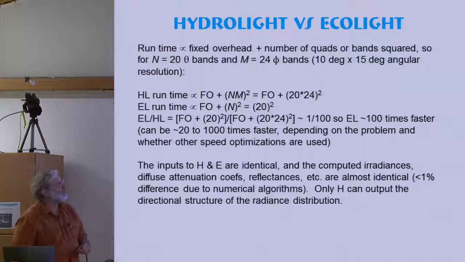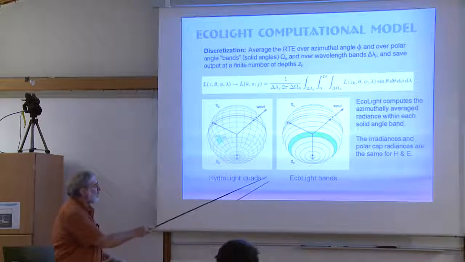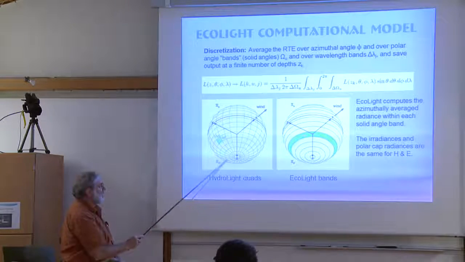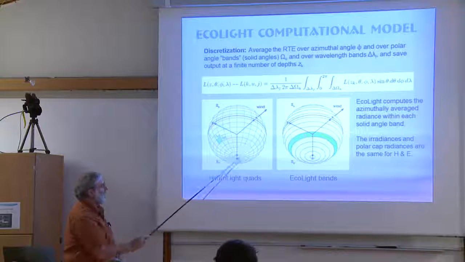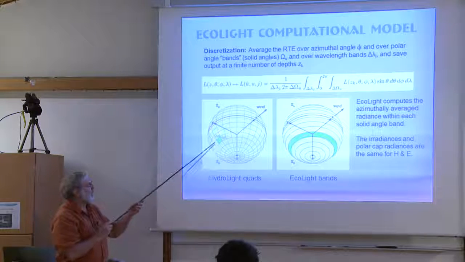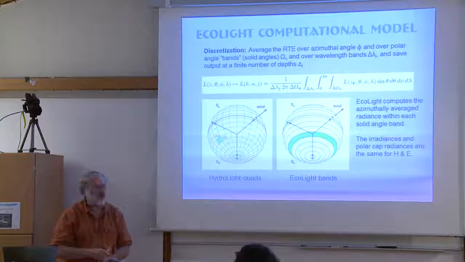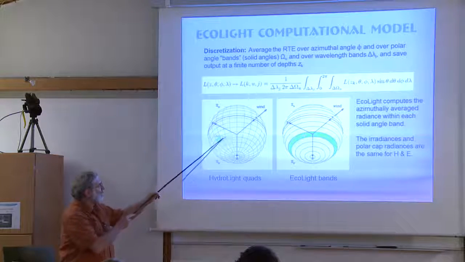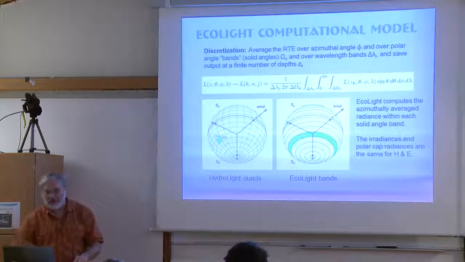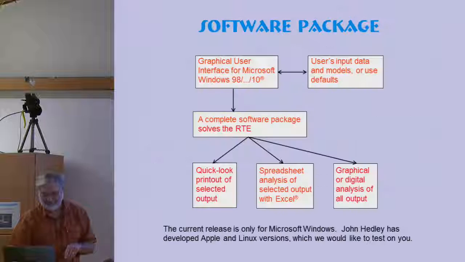And the runtime is actually proportional to the number of these little quads or the number of these bands. The standard version uses 15-degree bands in phi, so there are 24 of those bands, and the runtime is proportional to the number of quads or the number of bands squared, because for each light going into any direction, you have to account for how it is scattered into any other direction. So that's why it's squared. So there's a big difference in the runtime. You'll just get a feeling for that.